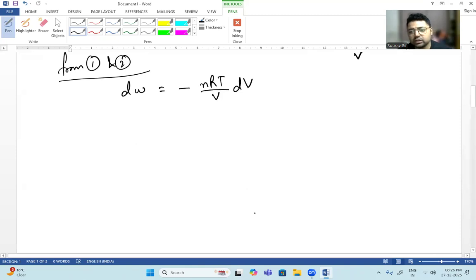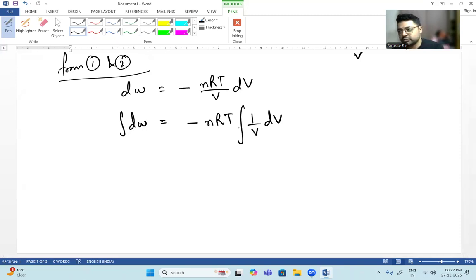Then we will integrate this dW. Here also, as n and R are constant, nRT is regarded as constant, so I will take out nRT and integrate 1 by V dV. If we integrate it normally, we will get an integration constant. But if we integrate it from Vi to Vf, then we will not have any constant of integration. These are the upper and lower limits of integration.